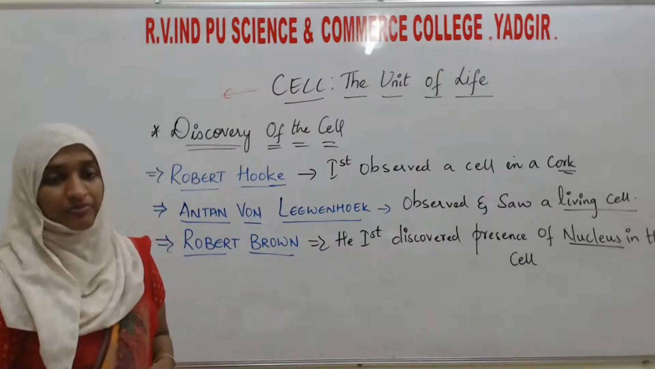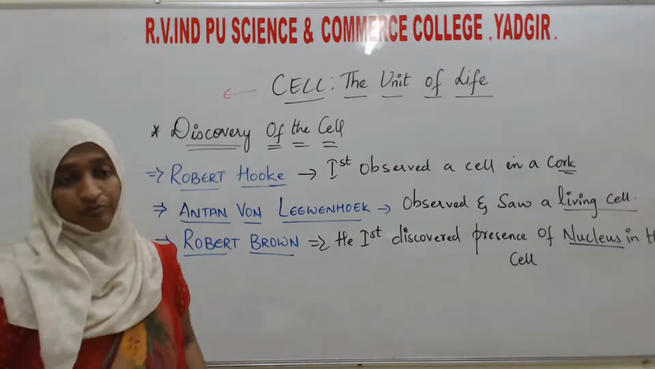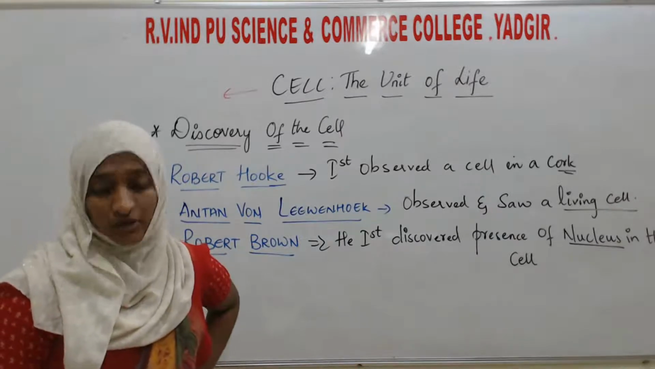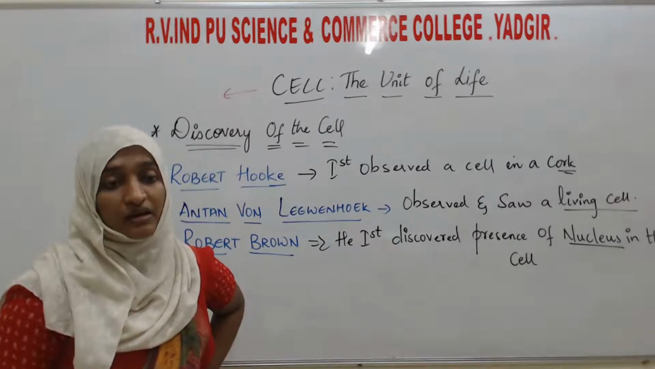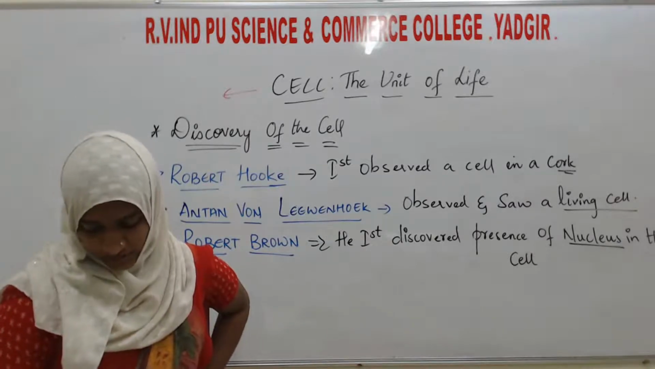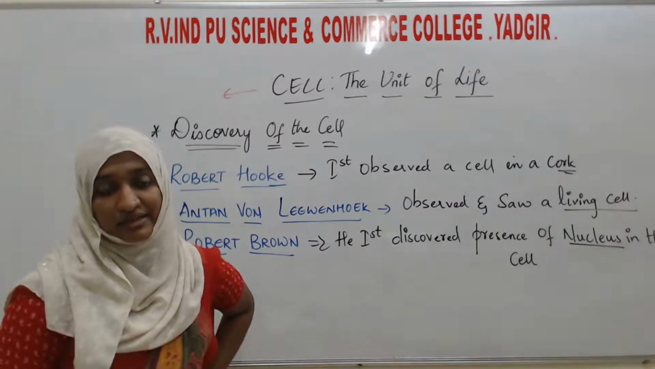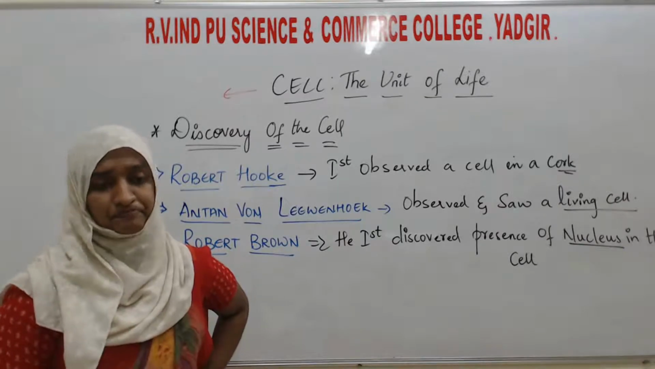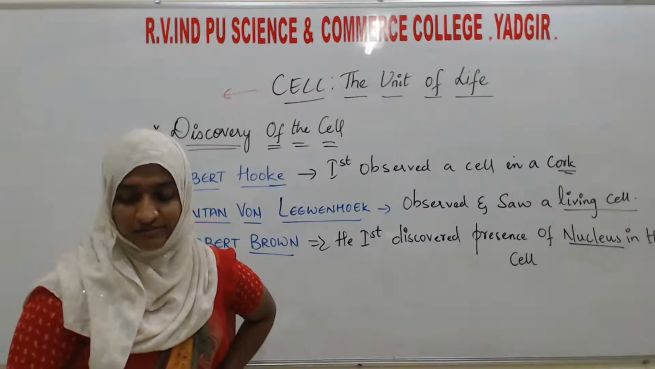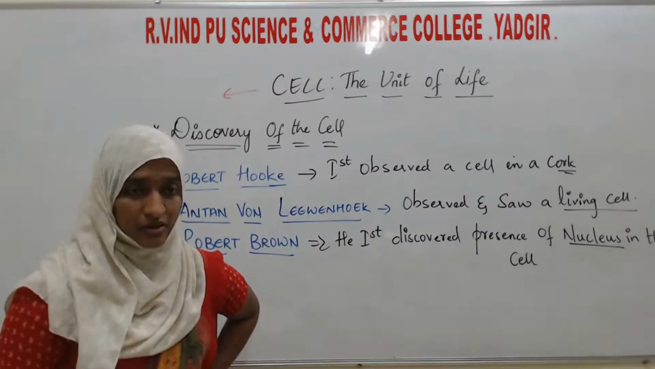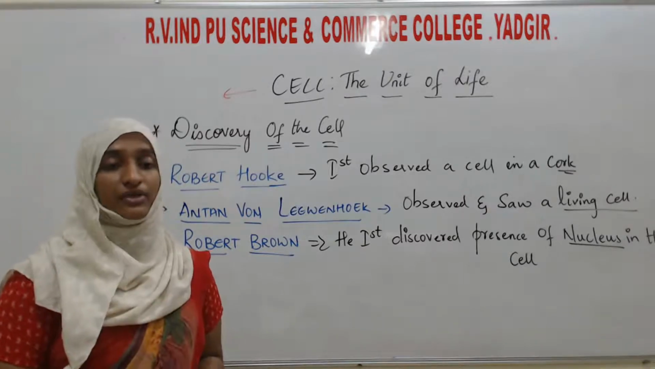So in this way, then further there was the invention of microscopes. Due to the invention of microscopes and their improvement, there was further development in the structural details of the cell organelles. So this is about the discovery of the cell. Next we will see the cell theory. What do you mean by cell theory? What did they mention in the statement of the cell theory?